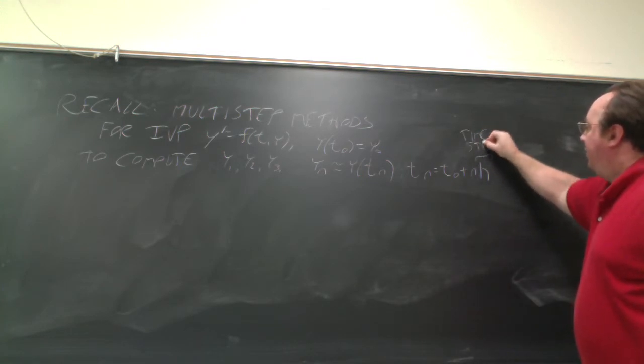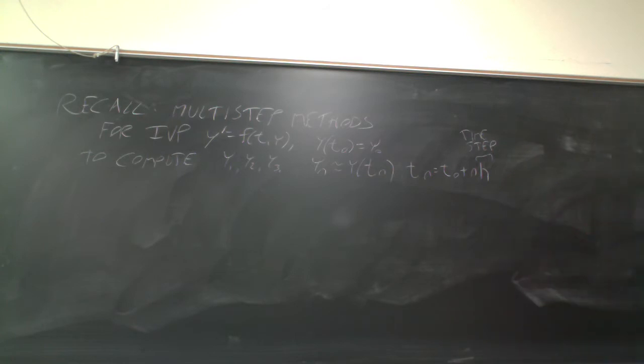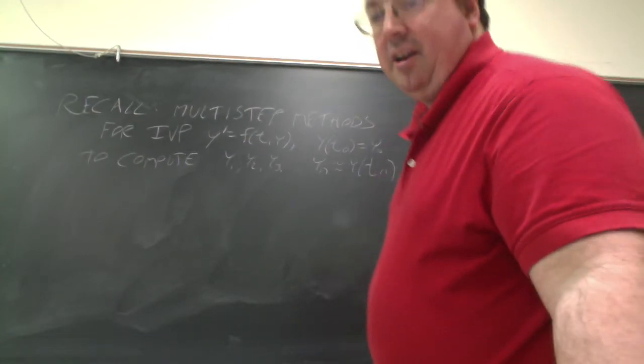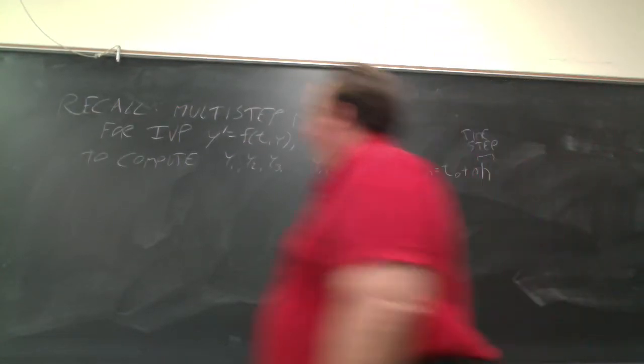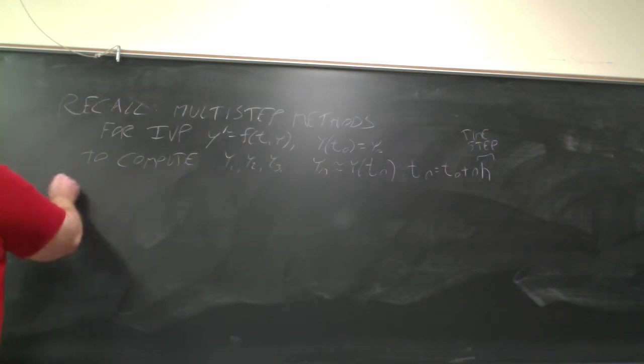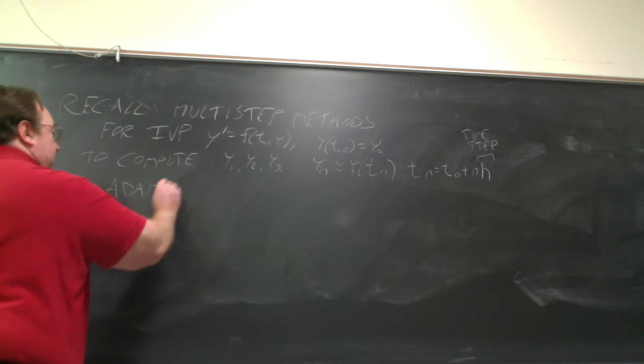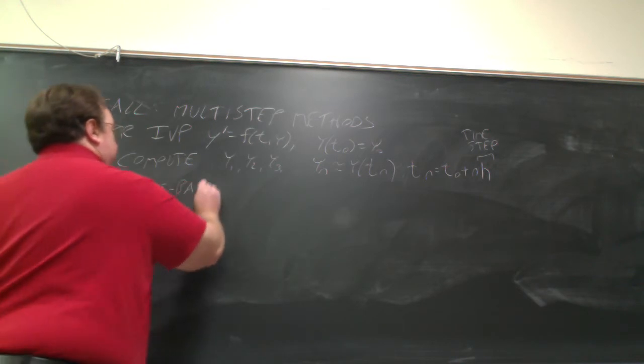Okay. So what I'm going to do is, instead of recapping general multi-step methods, because that's kind of hard to digest, I'm just going to throw up a couple examples of multi-step methods, and I'm going to work with those in what I'll present today. So first example is an Adams-Bashforth 4.